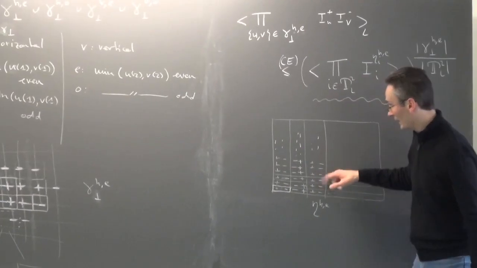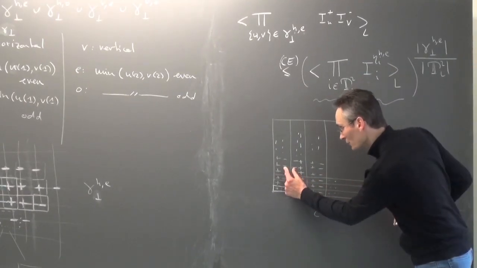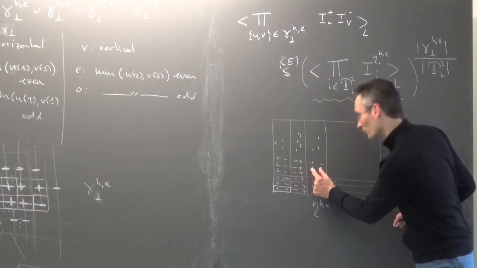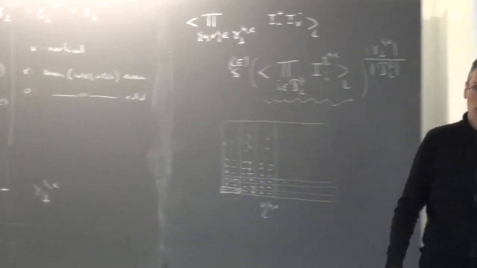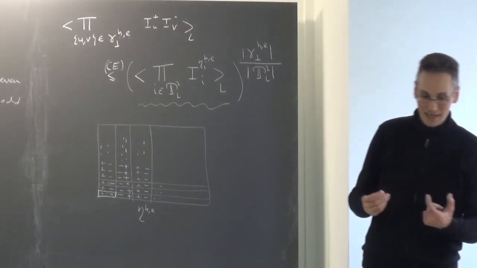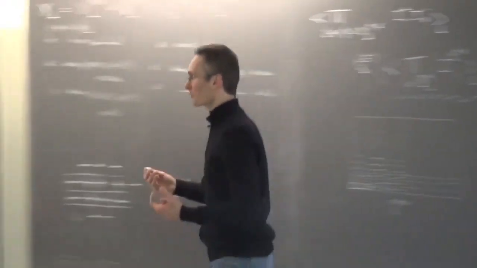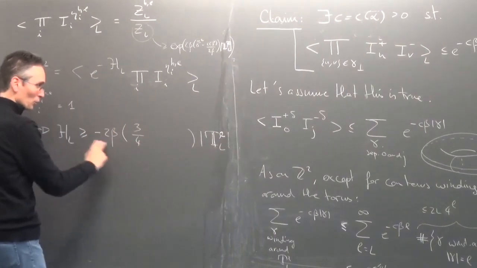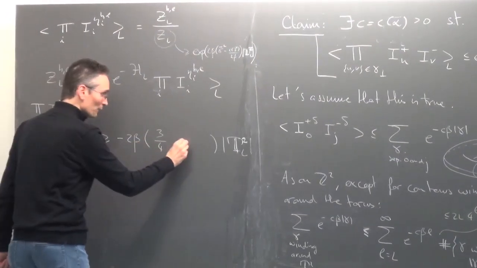For all vertical edges. For the horizontal edges, these two guys are happy, these two guys are happy, and so on, but these two are not happy, these two are not happy. So I have 1/2 of the horizontal guys which are unhappy, which means that overall I have 1/4 of the edges which are unhappy, and 3/4 which are happy.